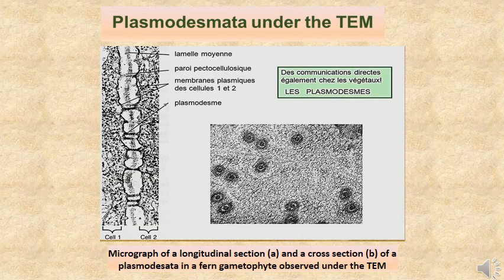In this micrograph, we can see a longitudinal section and a cross section of the plasmodesmata in a fern gametophyte observed under the TEM.